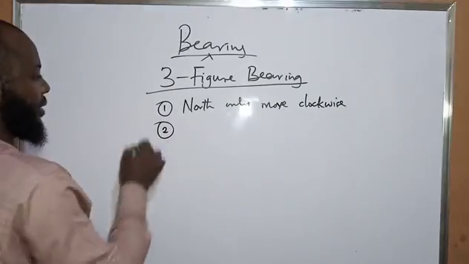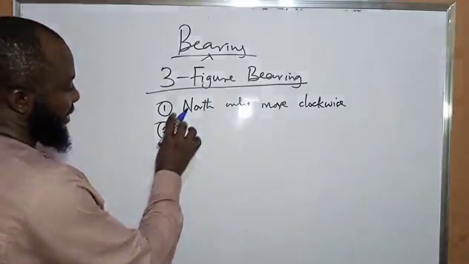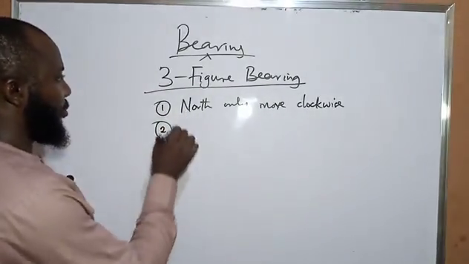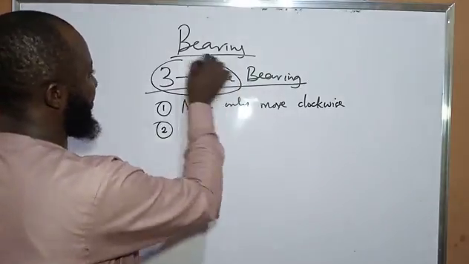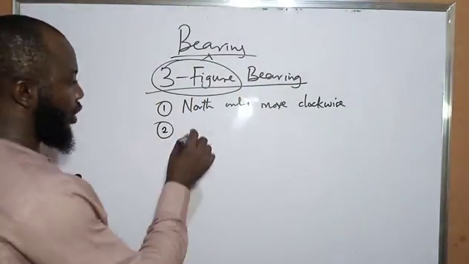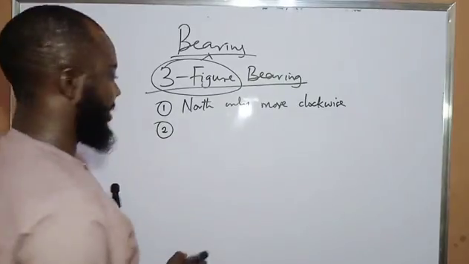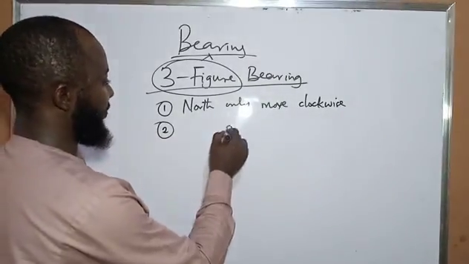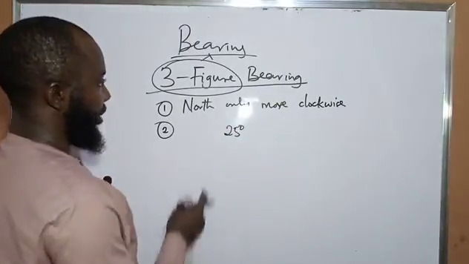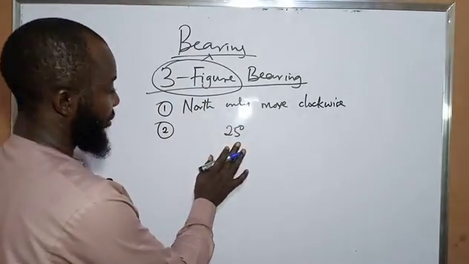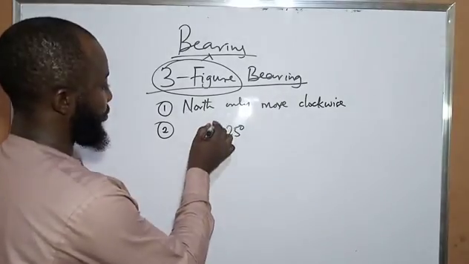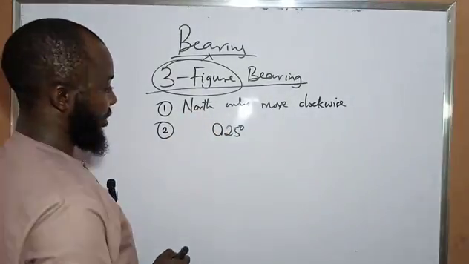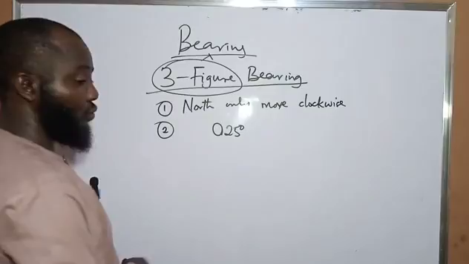Then the second one is that the digits must be 3, as the name implies. But if what you have is less than 3 digits, you must add 0 before the digit. For example, we have 25 degrees. In 3-digit bearing, this will be wrong. So the first thing you need to do is to put 0 before the 25. That gives you 025 degrees. So that is that on this.